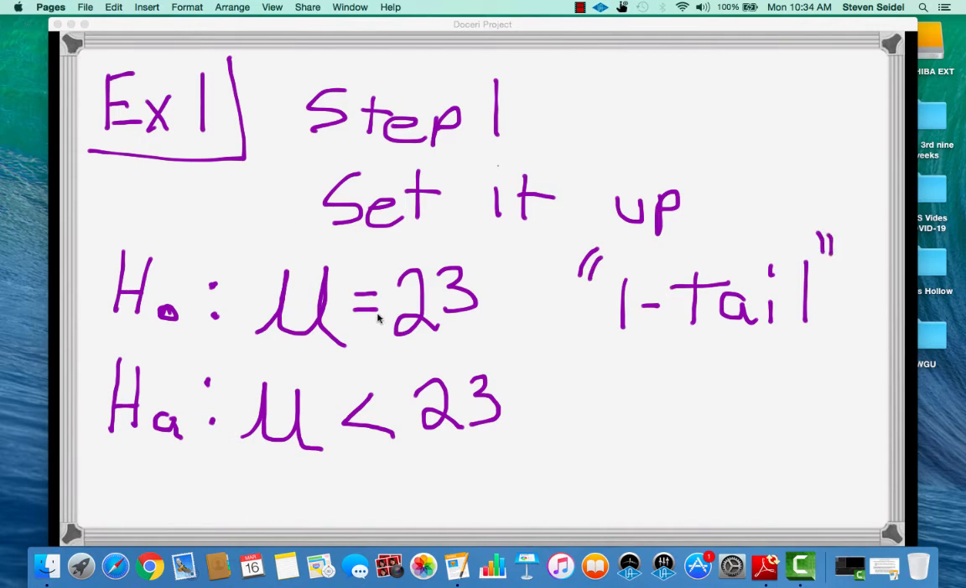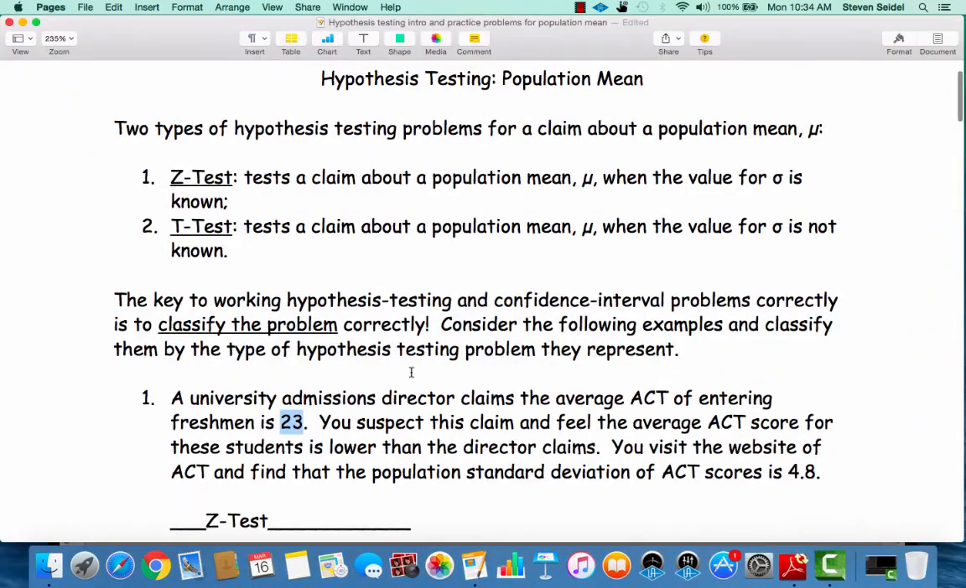So you want to look through the problem. This is it for today. We just set it up. Step one: we're testing the claim whether or not mu is 23. We have a one-tailed test because the problem says we suspect it to be lower.